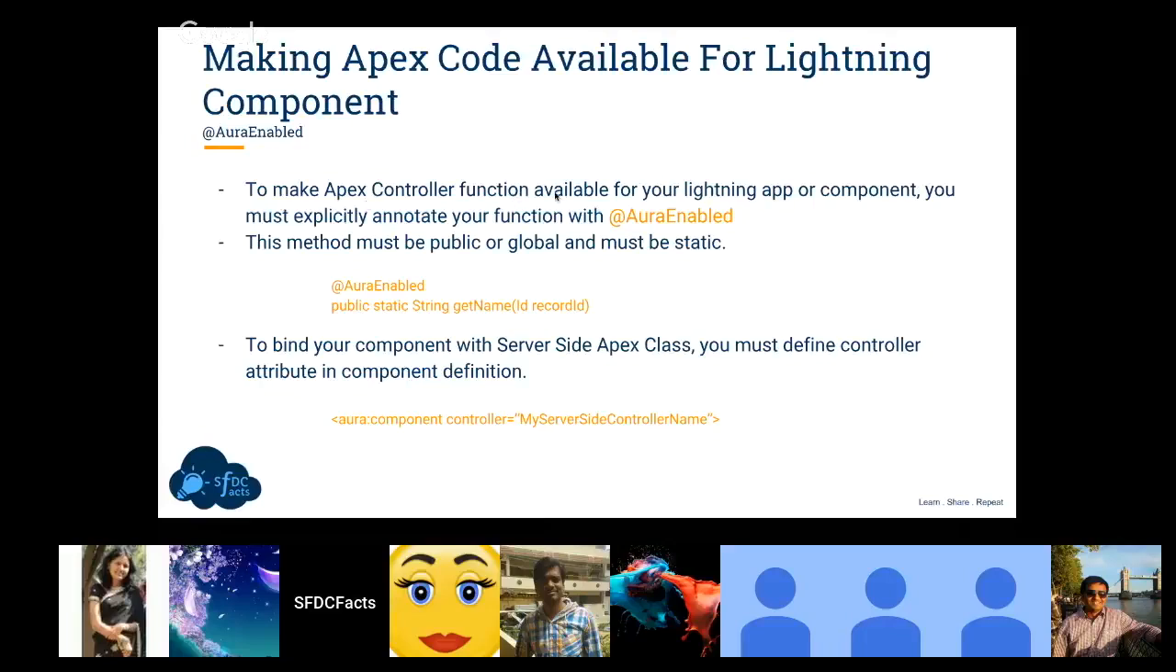To make your Apex controller function available for your Lightning app or component, you must explicitly annotate your function with AuraEnabled. This method can be either public or global and must be static. And then again, you need to specify your server-side controller name inside your component markup so that your markup will know from which Apex class it needs to fetch the data.